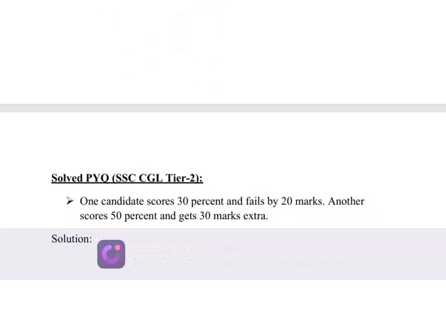One candidate scores 30% and fails by 20 marks. Another candidate scored 50% and gets 30 marks extra. So here the percentage got by the first student is X and he is failing by 20 marks, so this is the value of A. Another student scoring 50%, which is the value of Y, is getting 30 marks extra, which is the value of B.